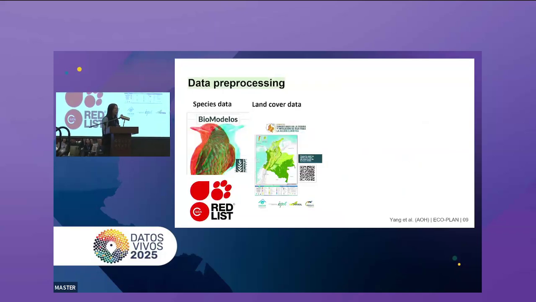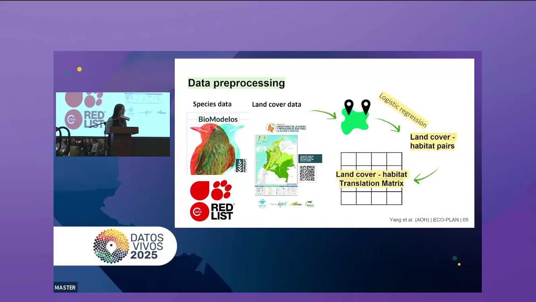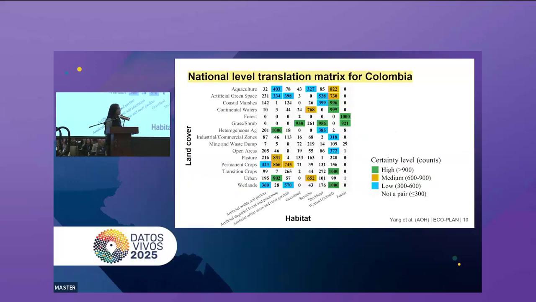So when we're trying to create AOH maps for Colombia, we compiled species observation data from Biomodelos and species preference information from the IUCN Red List. We used the IDEAM-produced 2022 land cover data set. And then after combining and cleaning them, we did the 1,000 bootstraps and performed logistic regressions to arrive at land cover and habitat pairs, and finally the entire matrix. So this is the final translation matrix we derived.